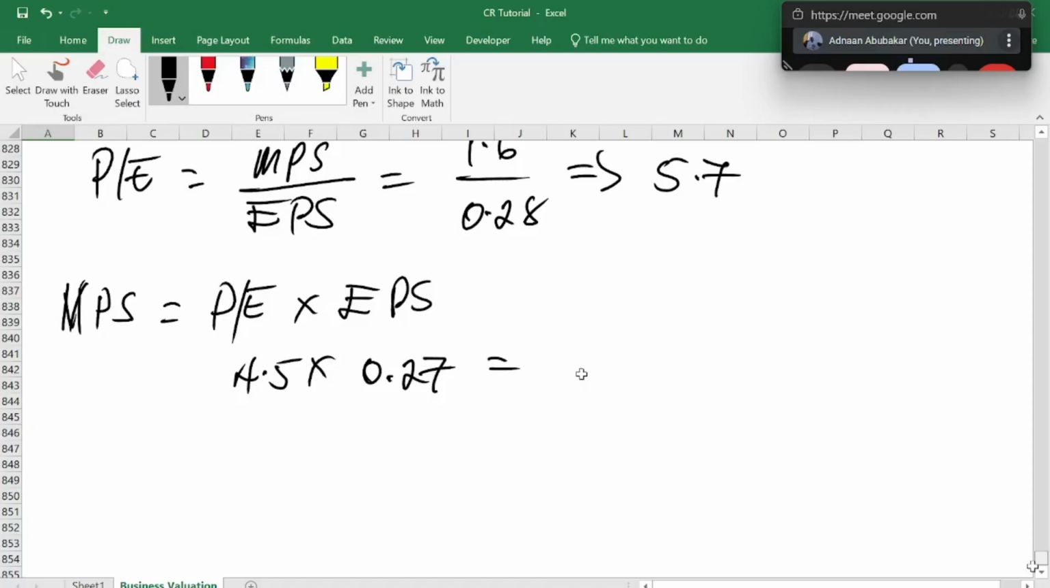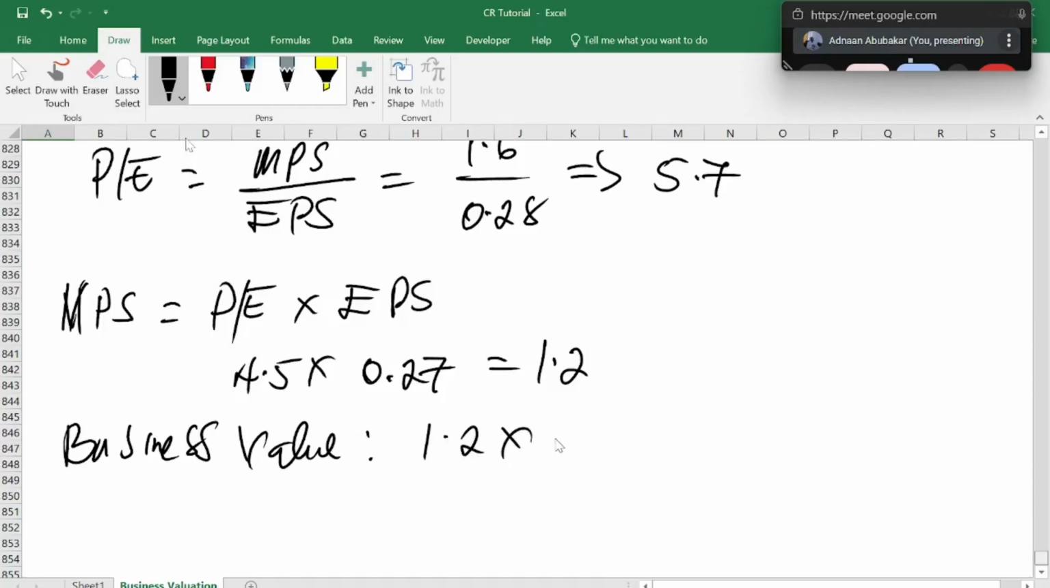1.22, we can make it 1.2. Okay, 1.2. So this is what is called NPL. But if you want to find the total business value, you can also do 1.2 multiplied by 8. You remember? So that will give you the total business.